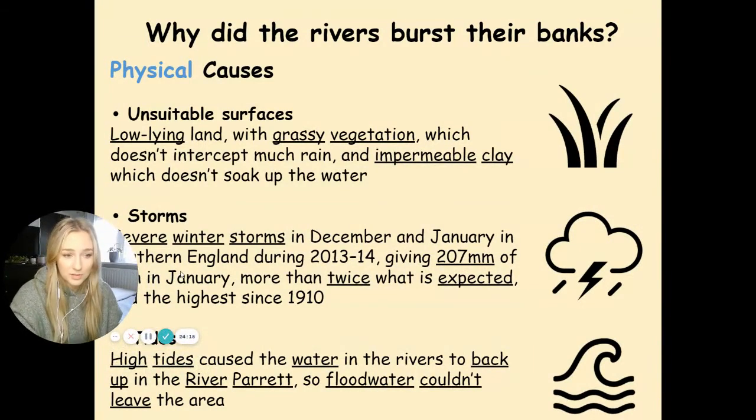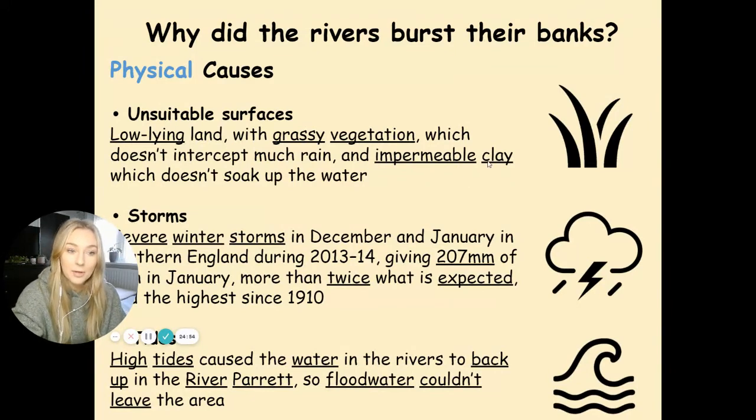So unsuitable surfaces is a physical cause. It's a natural thing. So it's a low-lying land area. So it's close to the sea, it's close to the river, so it's most likely going to flood. It has grassy vegetation. What that means is there's not very many trees. The vegetation is just mostly grassy. Now, grass does not intercept rainwater very well. It doesn't hold that much water, as opposed to having loads of trees, loads of branches, loads of leaves, which can soak up and hold loads of water. So this area does not have that. You would refer to this area's vegetation as being grassy. So I've said there, it doesn't help with interception.